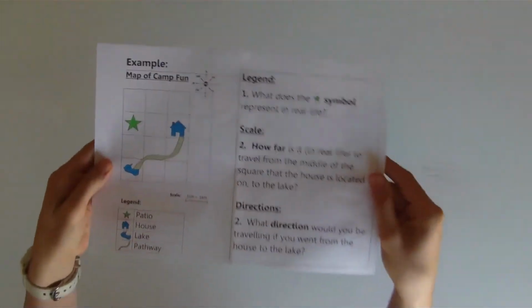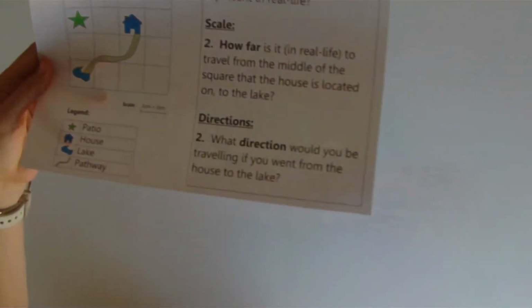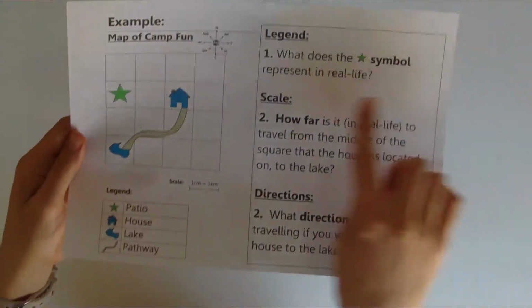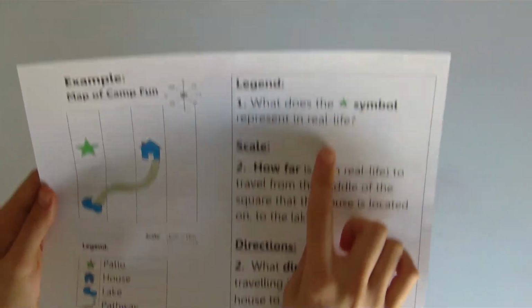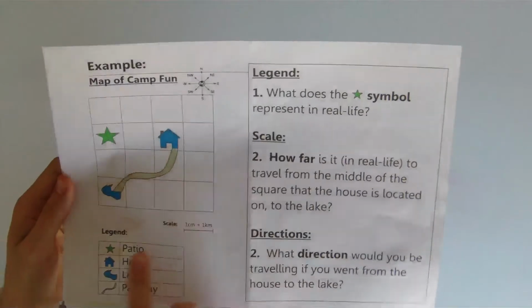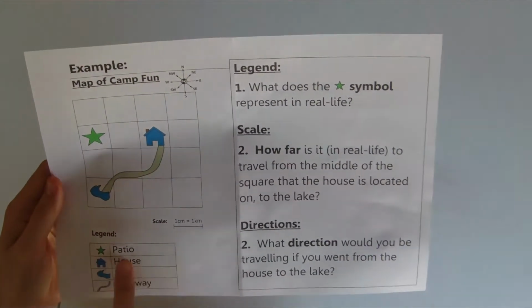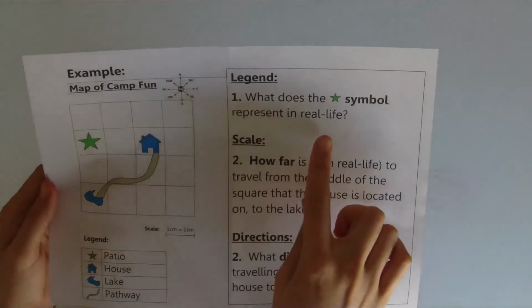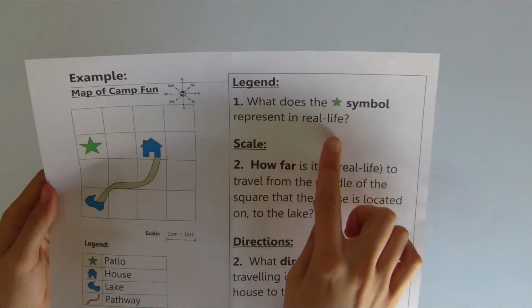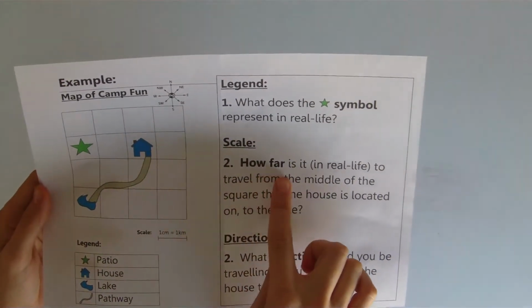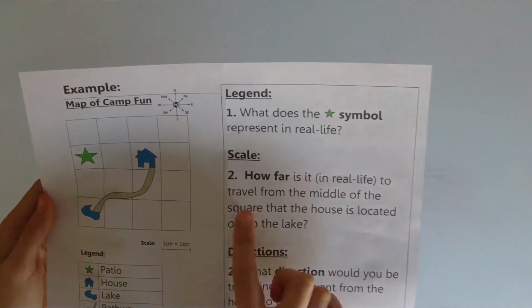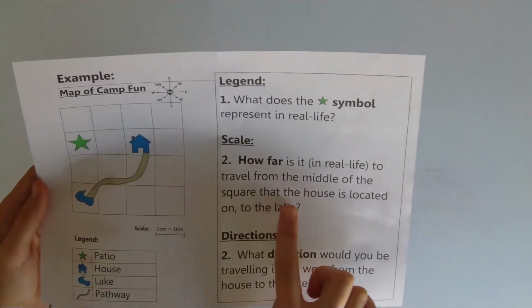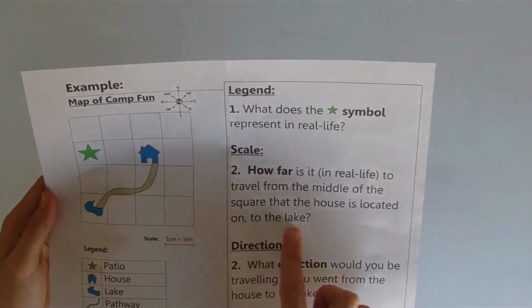So we're going to start off with some example questions. It says here, what does this star symbol represent in real life? As we looked at before, you just go to the legend, the star shows a patio. So to answer this, you would just write patio. For scale, how far is it in real life to travel from the middle of the square that the house is located on to the lake?